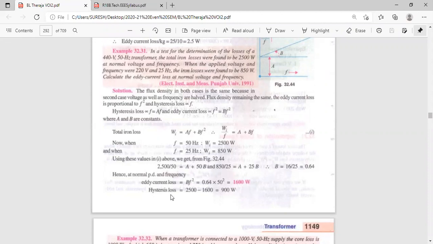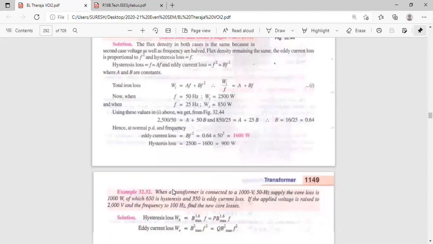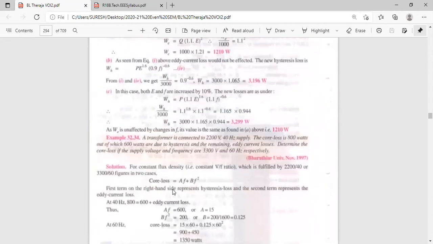Now total iron loss is hysteresis plus eddy current loss. Write down the formula: Wi is equal to WH plus WE. Total iron loss is 2500. Total iron loss 2500 minus eddy current loss will give hysteresis loss, 900 watts. In the problem, he is not asking for hysteresis loss, but still they have calculated it here. Okay, that's all about the iron loss and total iron loss.